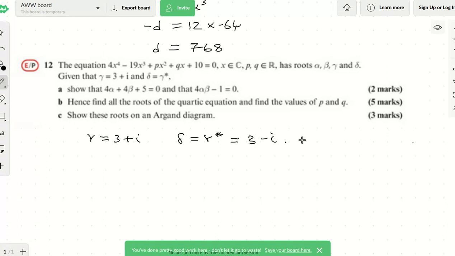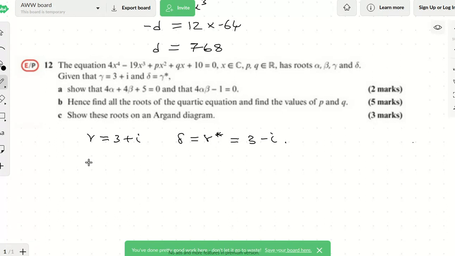I would have said that straight away anyway. As soon as you tell me one of the roots is 3 plus i, I immediately know another root is 3 minus i. Dead useful that. So delta is 3 minus i, gamma is 3 plus i. And we've got to show that something is true. Now, I tend to start these questions, because I can immediately see this is about roots of polynomials, by writing down my facts.